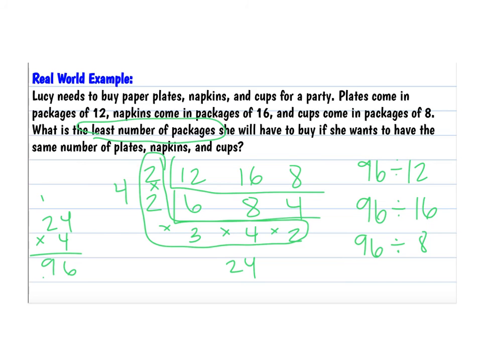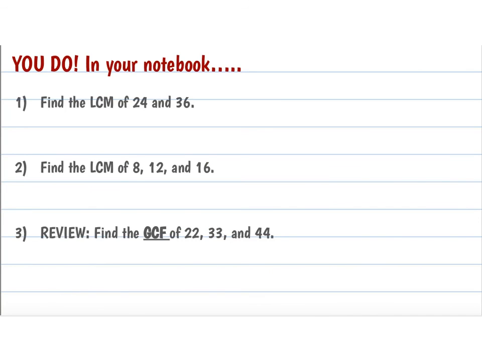Okay, so 96 divided by 12, I know is 8. So that means she needs 8 packs of plates. 96 divided by 16 is 6, so we need 6 napkins. And 96 divided by 8 is just the opposite of what we had above, so 12. So 12 cups. So that's how many packages of each item we would need to buy. And then in that case, she would end up with the same number of plates, napkins, and cups. So that's our lesson on least common multiples.